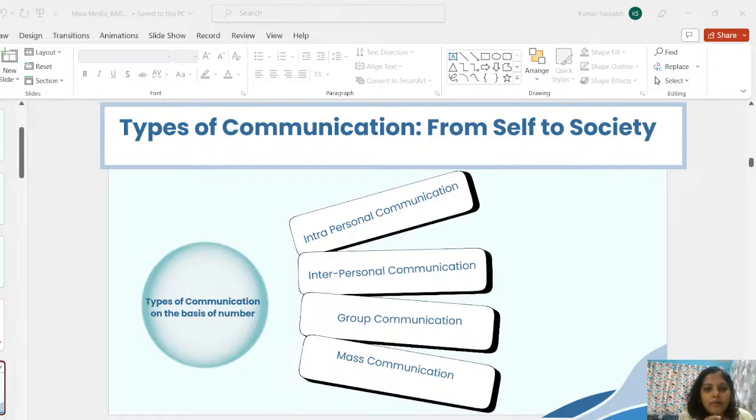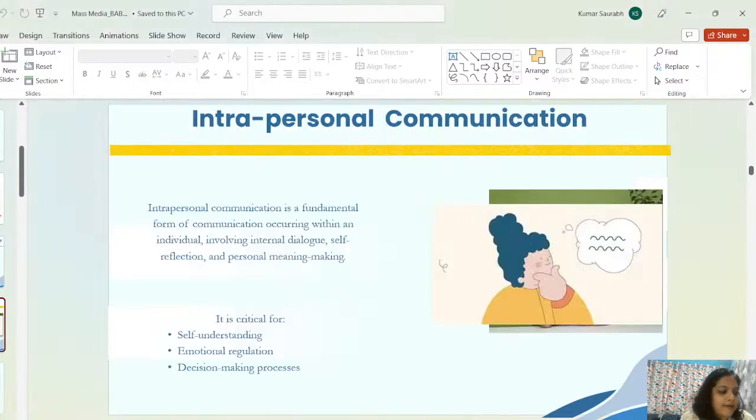Now let's talk about the first type, called intrapersonal communication. The types are intrapersonal first, second is interpersonal communication, third is group communication, and the fourth one is mass communication. Let's go one by one. First, let's talk about intrapersonal communication.